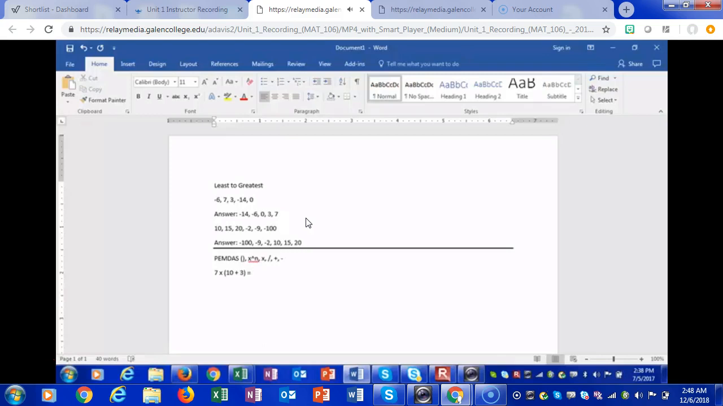So in the parentheses, 10 plus 3 is actually 13. So this is the equivalent of 7 times 13. What is 7 times 13? Well, give me just 1 second. Let me find my mouse. 7 times 13 is 91.